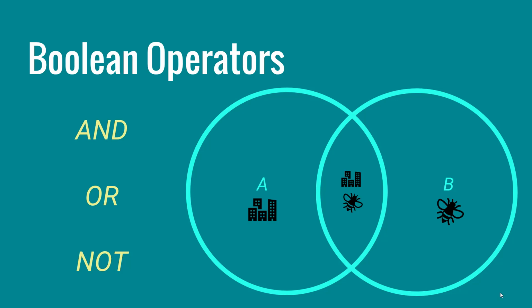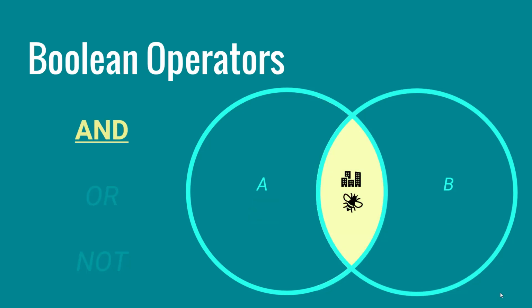Consider for a moment that our two terms are in this Venn diagram. If I tell the database I want A and B, it will only return results that include both, results that fall in the center overlap of the diagram. This is a narrow search that we can use to combine different major concepts. For example, the concepts of urban and beekeeping.